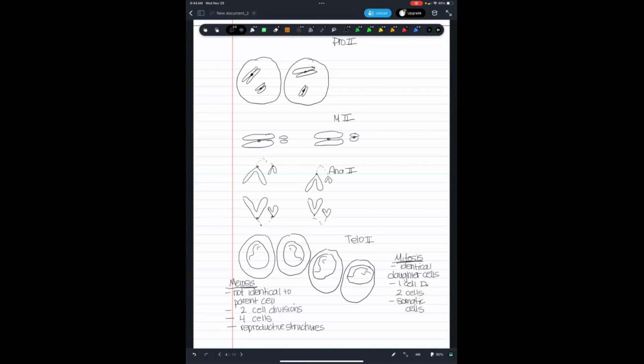So if we compare the cells that we end up with, in mitosis, our ending daughter cells have 2 of each type of chromosome. In meiosis, we only have 1 of each type. So 2 of the possibilities came from the female, and 2 of the genetic possibilities came from the male.